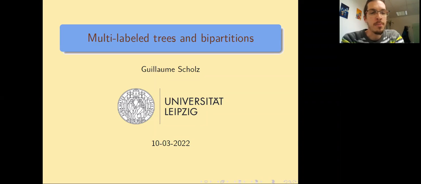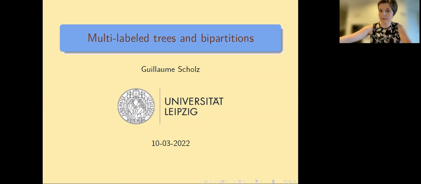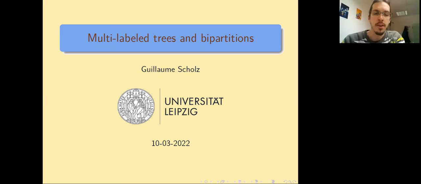So today I will talk about multi-labeled trees and bipartitions. Multi-labeled tree. So I think I will start with defining what a multi-labeled tree is.